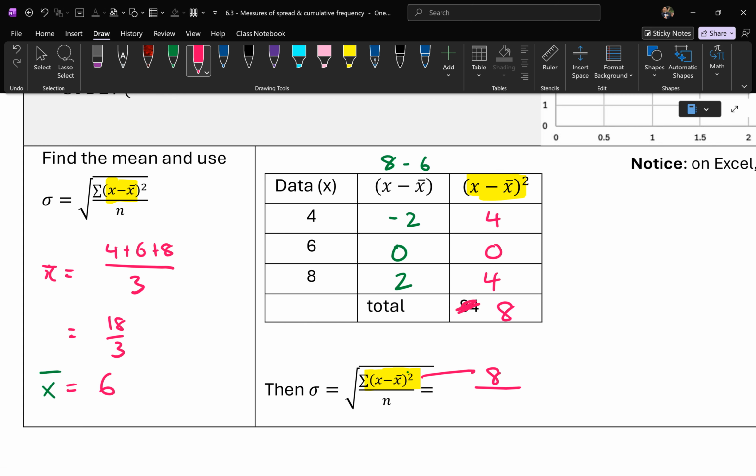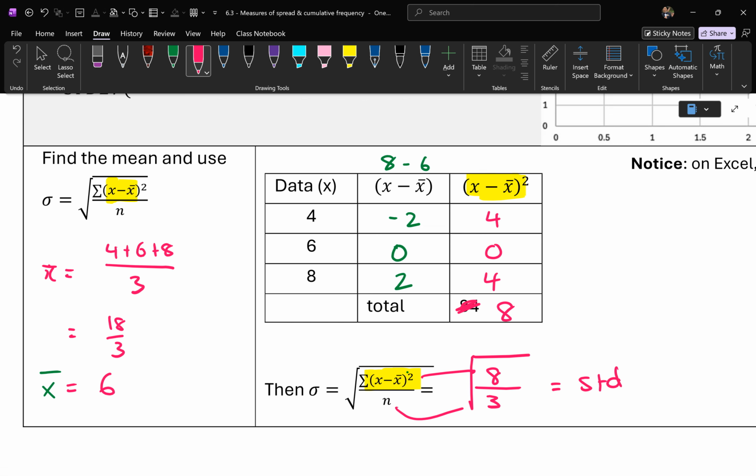So I found your score, take away mean, your score, take away mean, your score, take away the mean. Add them all together, so sum of numbers, divide by number of numbers. So number of numbers, I have 3. Now, according to this formula, square rooting what this is on your calculator will give you the standard deviation.